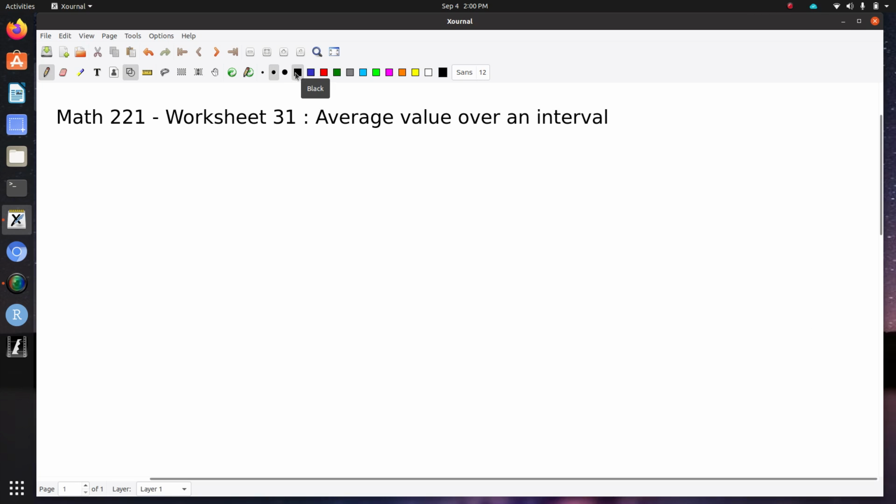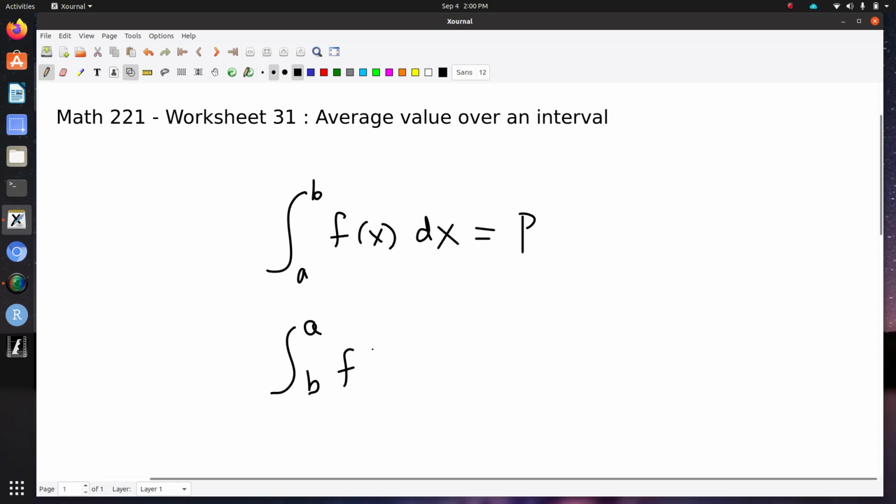I want to remind you again that if you have the integral from A to B of f of x equal to some value, say P, and you switch the limits of integration, A and B, so I've just switched them, then your integral will be exactly the same but negative of whatever value it was. So if it was negative first, it would be positive. If it were positive, it became negative. But make sure you're aware that when you switch limits of integration that you get a negative sign.